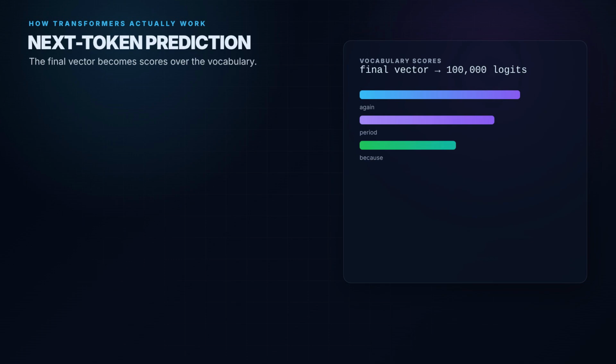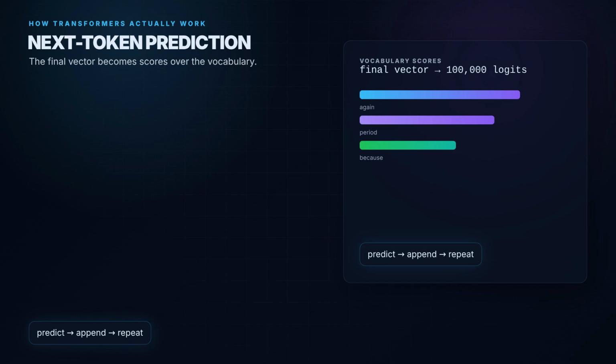Softmax turns those scores into probabilities. During training, the model compares its prediction to the real next token and updates the learned matrices through backpropagation. During inference, we choose or sample a token, append it, and run the process again. That loop is how an LLM writes: predict one token, append it, predict the next one.